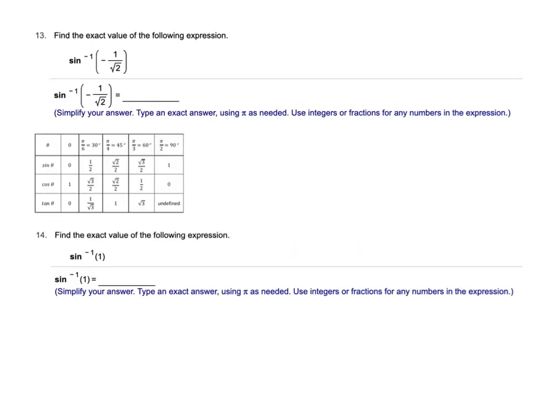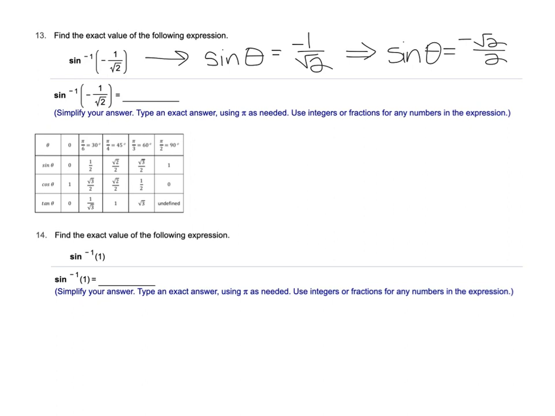Okay, here we are. This one is very similar to the last one. This time we are looking for the inverse sine of negative 1 over square root of 2. So I'm going to rewrite it. That's the same thing as saying find the theta such that the sine of theta equals negative 1 over square root of 2. Just like the last problem, if we rationalize it, it's saying the sine of theta equals negative square root of 2 over 2. Tell me what the theta is such that this is true.